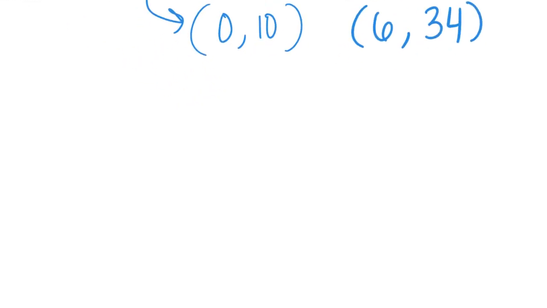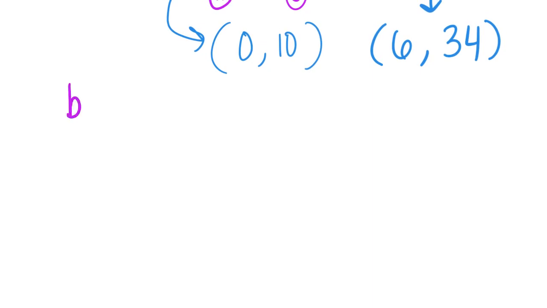So we already know what the y-intercept is, right? Y-intercept is wherever we see the 0 in the x position. So there's the 0 in the x position. That means the y-intercept is 10. So that's our b. Let's go ahead and find slope.